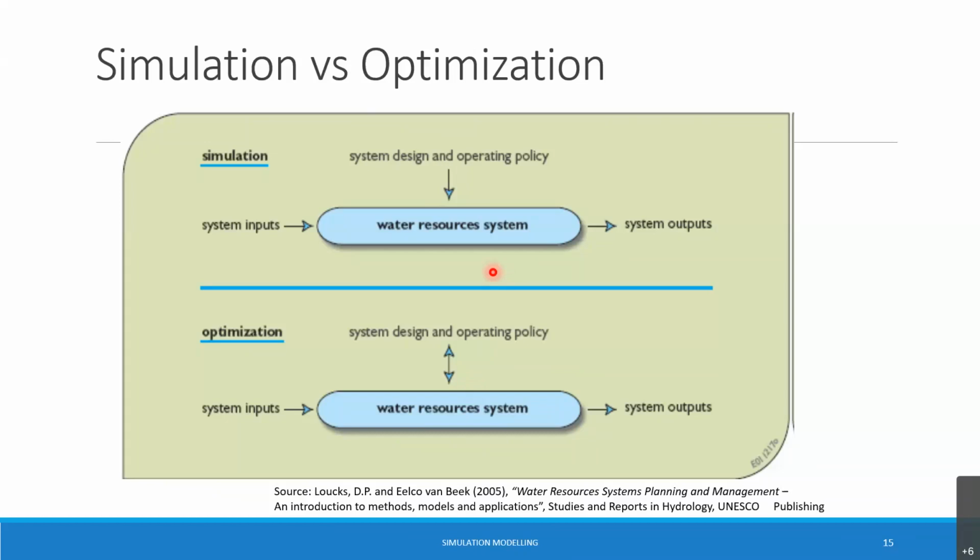So you have an optimization model which can reduce the alternatives, and then for the different alternatives you can evaluate the performance using simulation, and then use this iteratively in order to improve your system design.